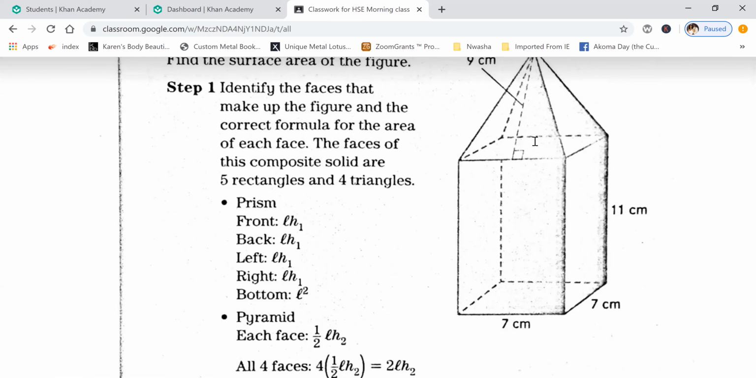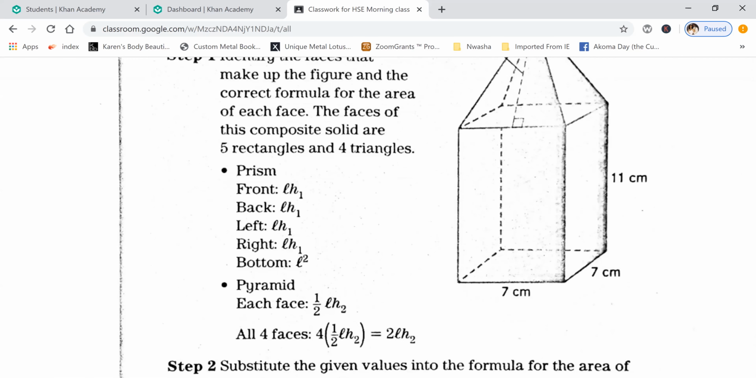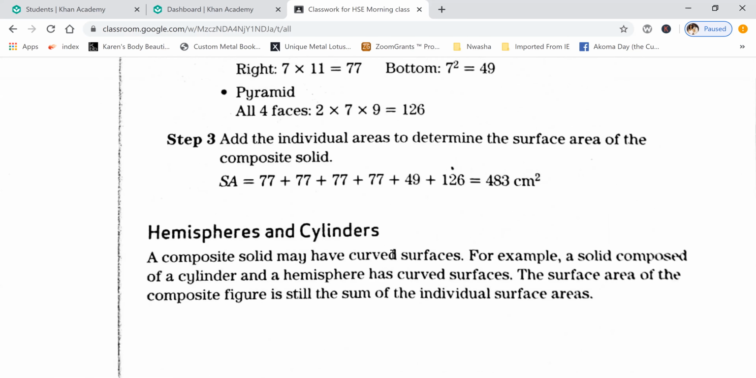Like, 9 is not the height. 9 is the slant of the triangle that's on the face, right? That's the number that I'm going to use, the 9 times 7. And then I'm saying I just need 2 of those. That counts for all of the 4 faces.